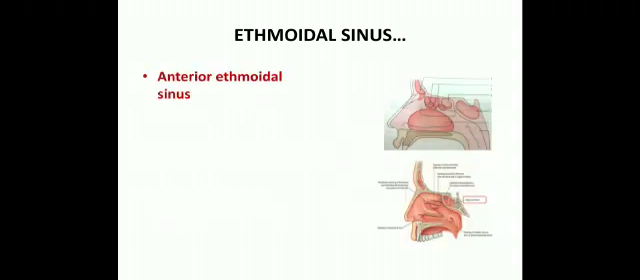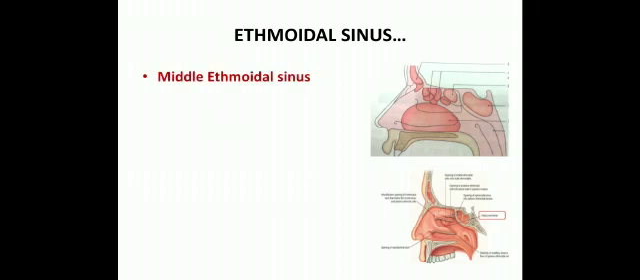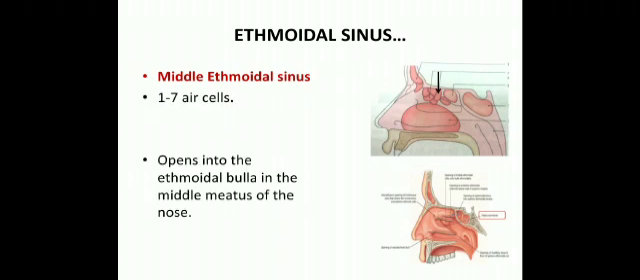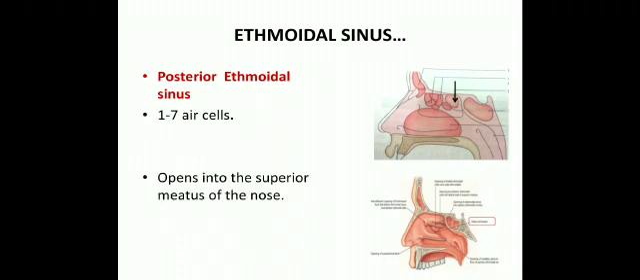The anterior ethmoidal sinus, they are 1 to 11 air cells and open into the anterior part of the hiatus semilunaris of the nose. The middle ethmoidal sinus includes 1 to 7 air cells and opens into the ethmoidal bulla in the middle meatus of the nose. The posterior ethmoidal sinus consists of 1 to 7 air cells and opens into the superior meatus of the nose.